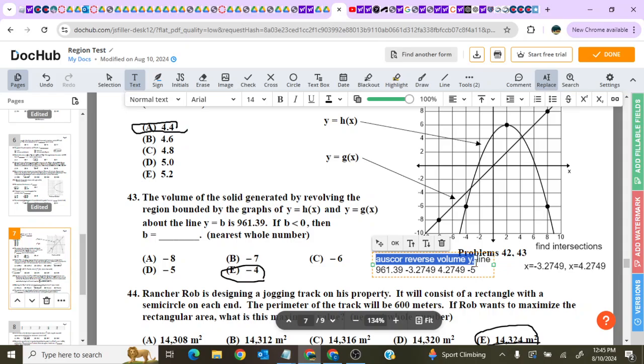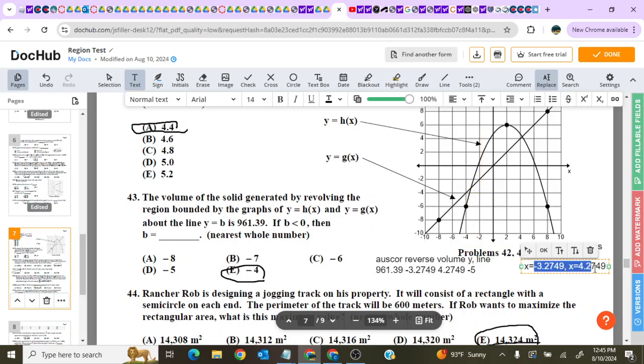So what you do there is you're looking for the line of revolution. You put in your volume, and you put in your intersections of the two graphs, which you need to find with EQ solver. You'll find it at these two x values. And then you can make a guess for your line. I put negative 5 because it's kind of in the middle. And you'll get a value of b equals negative 4.